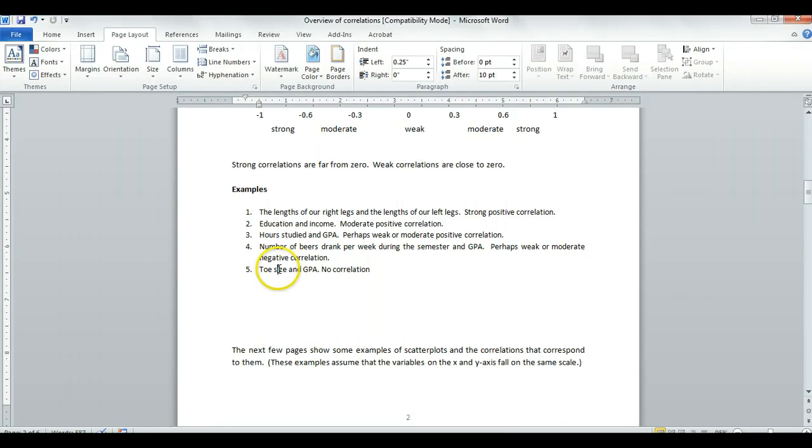Then we have the last example, which is absurd: toe size and GPA. And in this case, there's probably no correlation. I want to say definitely, but probably no correlation. As the toe size goes up, GPA probably doesn't change much. So there's really no pattern there. There might be a very, very small correlation for some bizarre reason.